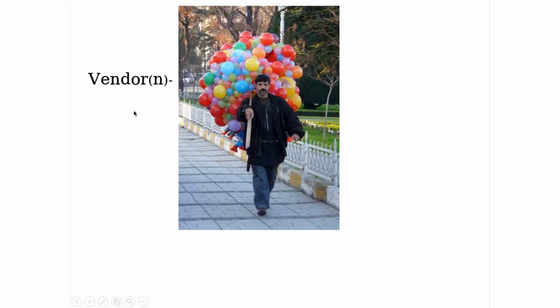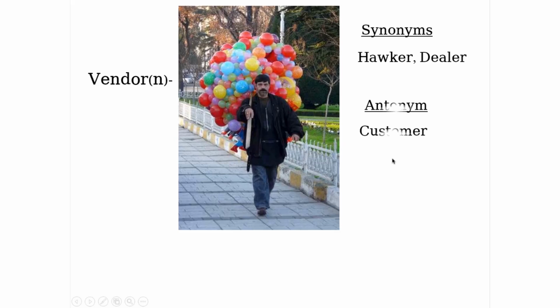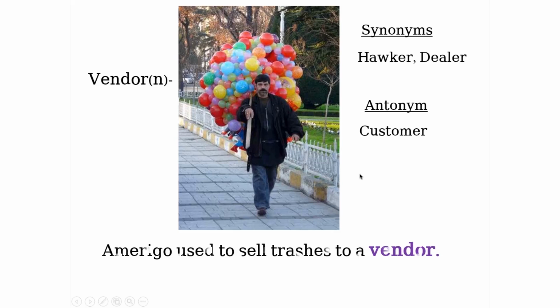Okay. Can you see the word vendor? Yes, this person is a vendor. So, what does the word vendor mean actually? Yes, it may be a hawker, or dealer, or seller. And the antonym, since vendor means seller, is customer or buyer. Let's see the example. Amerigo used to sell trash to a vendor. So vendor means one who buys and sells something. Suppose this person is a vendor.